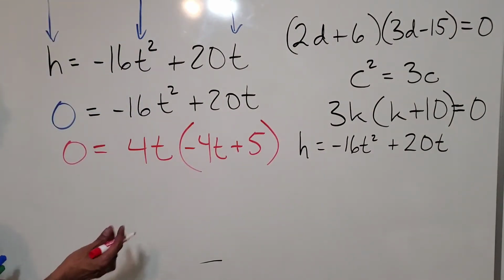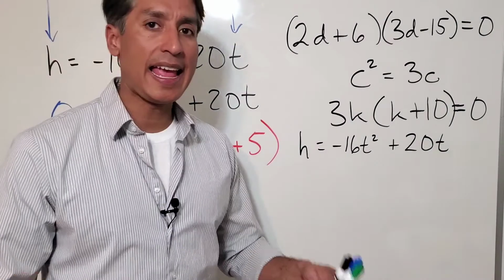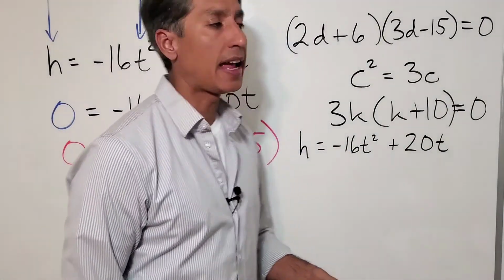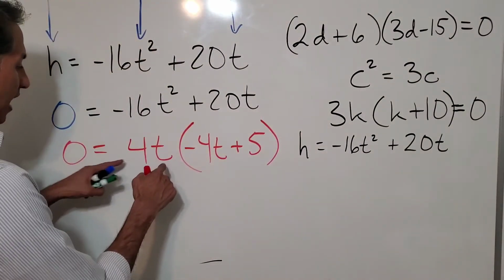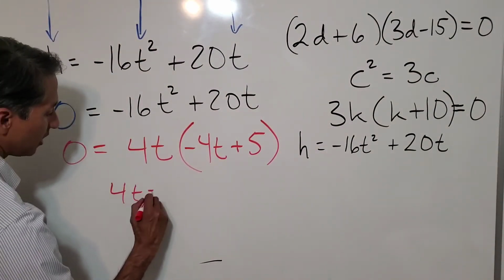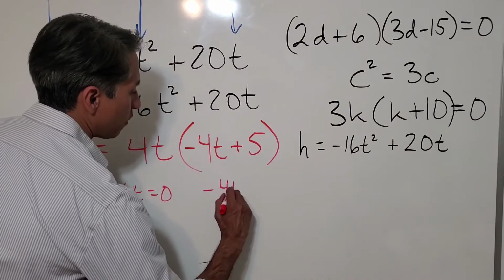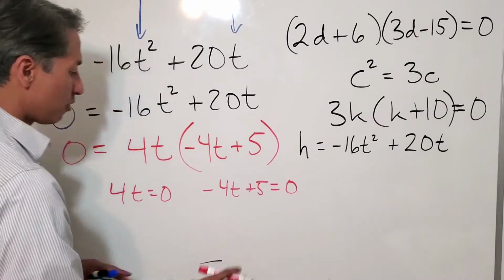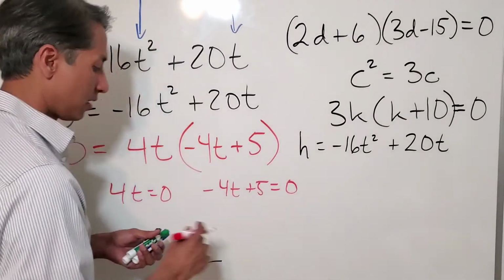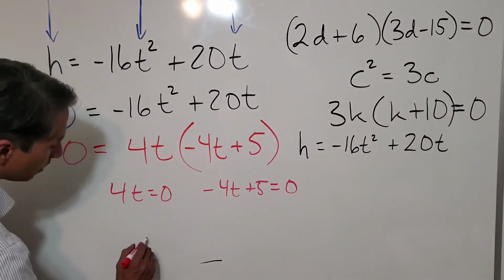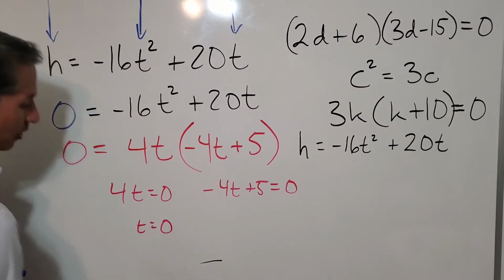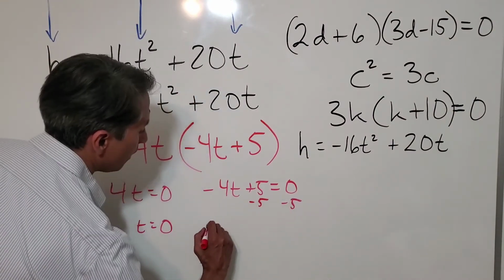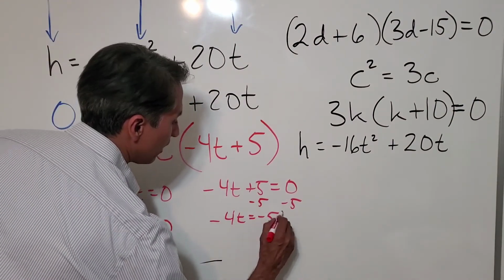Now some books are going to say, take this problem and work on it like you did that first one, where you set each factor equal to 0, so you end up with 4t equals 0, and negative 4t plus 5 equals 0. Solve these and get answers. 4 times something gives you a 0, so t equals 0. Over here, I would subtract 5. Negative 4t equals negative 5.